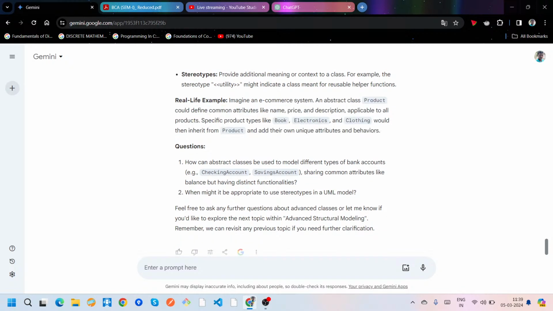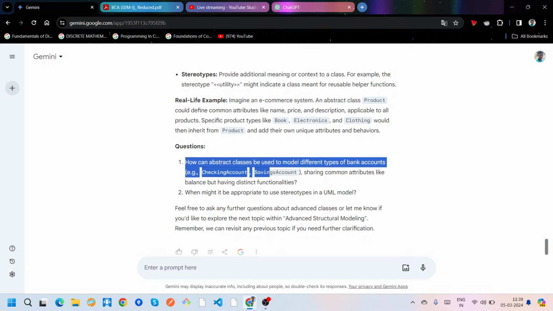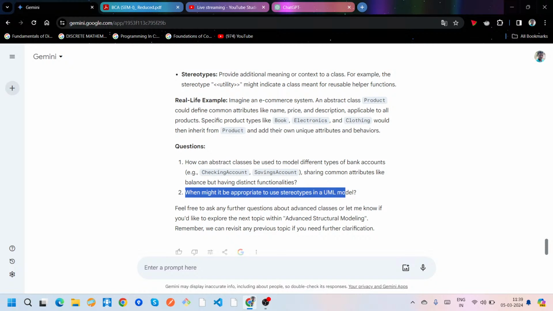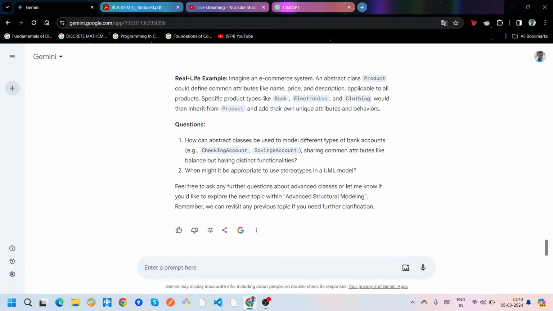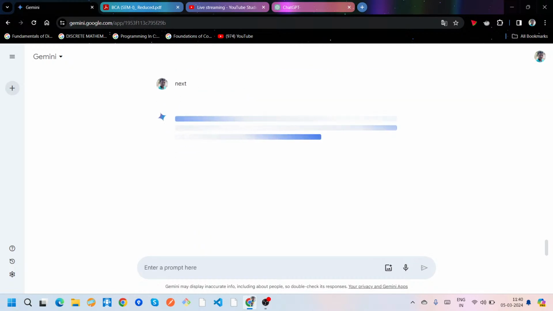I also have some questions in this topic. First question: how can abstract classes be used to model different types of bank accounts, for example checking account and savings account, sharing common attributes like balance but having distinct functionalities? Second question: when might it be appropriate to use a stereotype in a UML model? You can note down these questions and solve them by yourself. Now we will go to the next topic.